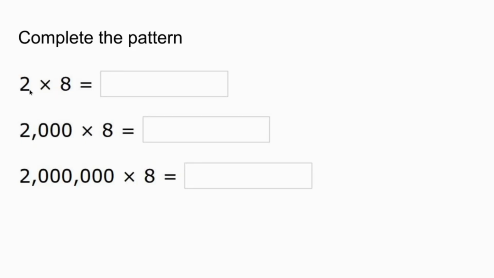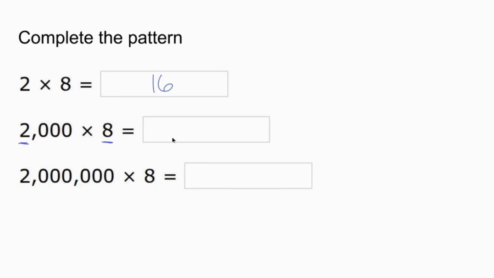Complete the pattern. We have 2 times 8 equals what? 2,000 times 8 equals what? 2 million times 8 equals what? Well, 2 times 8 is 16. I can handle that. Now the trick is if you're multiplying numbers that are multiples of a power of 10, so something like, in this case, 2 times 1,000, or something times 10, or something times a million, whatever, what we do is we multiply those first digits first.